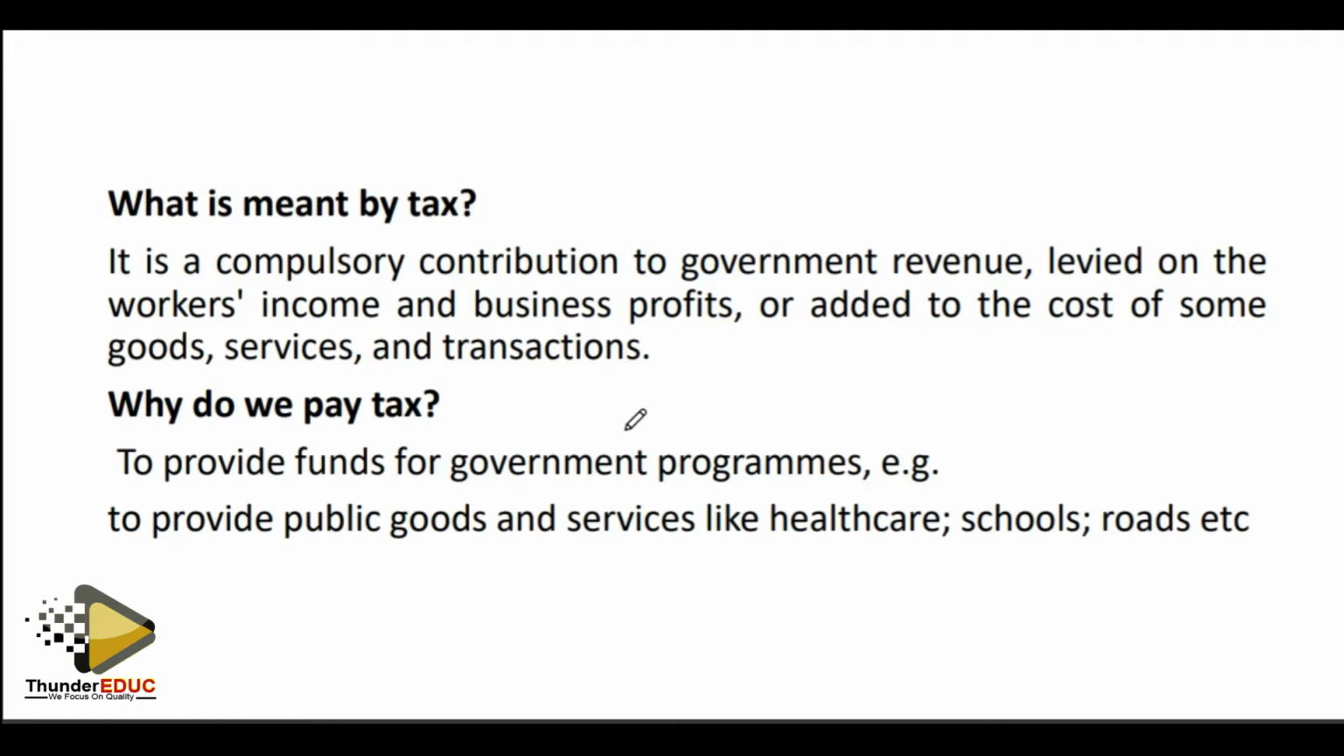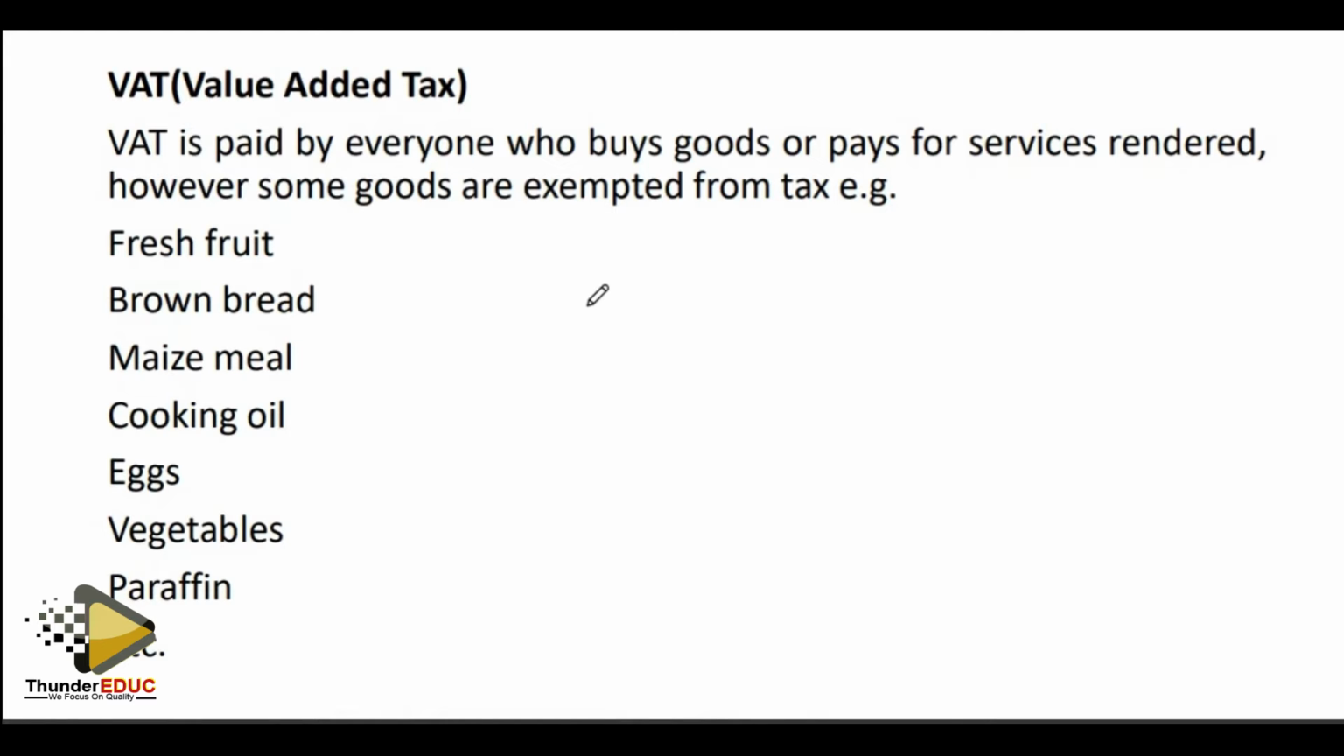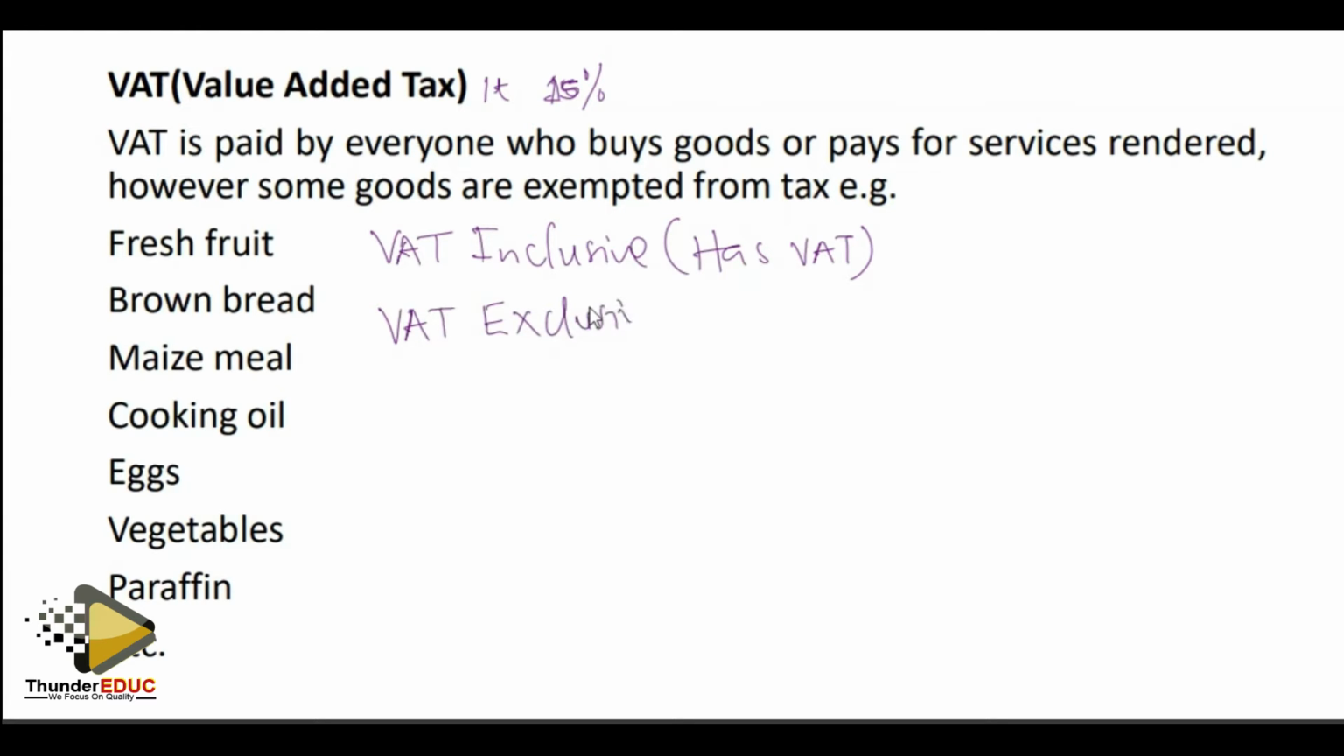All right, we have indirect and direct tax. The form of indirect tax that we're going to look at today is what we call VAT. VAT stands for value added tax, and it's calculated at 15%. Some items have VAT calculated on them, others don't. The ones that have VAT, we call VAT inclusive items. When we say VAT inclusive, this means it has VAT. The other one is VAT exclusive. VAT exclusive has no VAT.